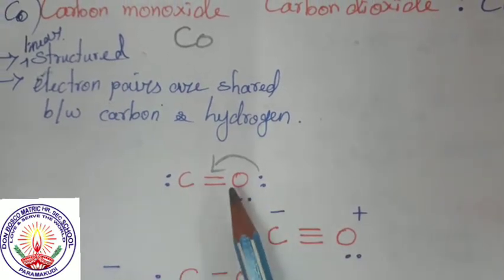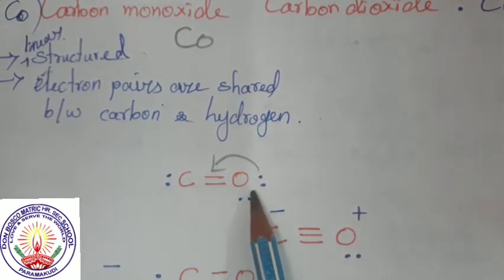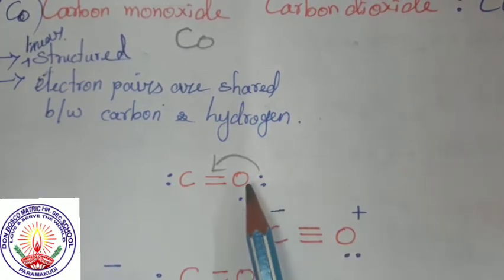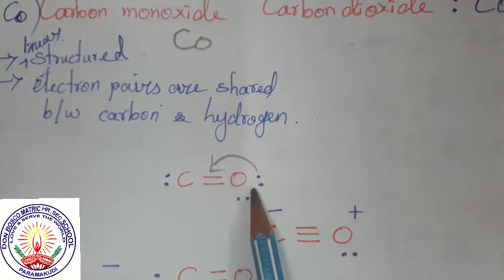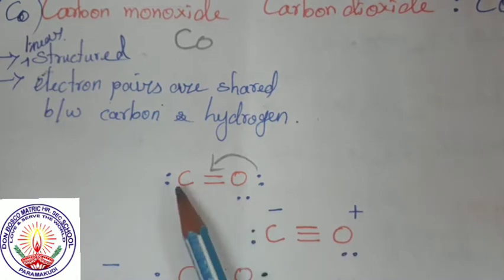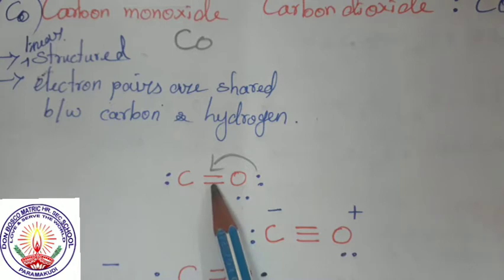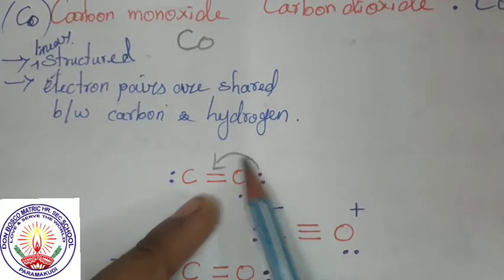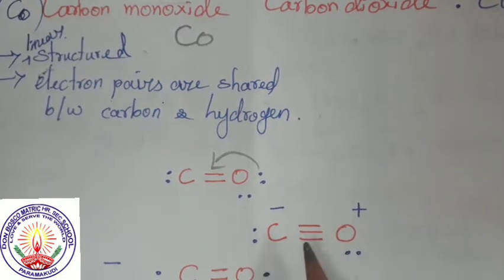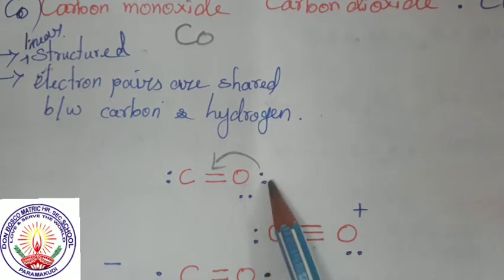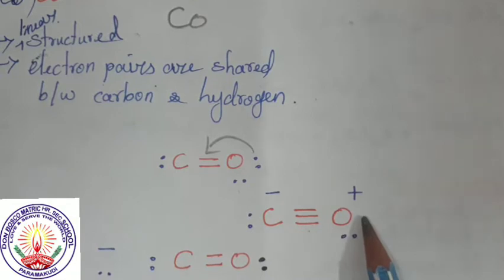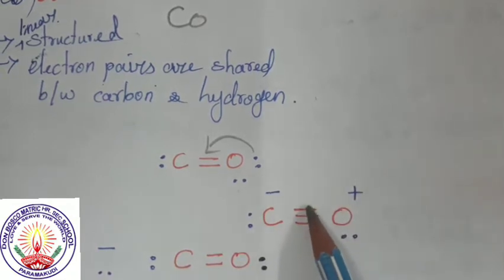This is the structure of carbon monoxide, and oxygen has 6 electrons, carbon has 4 electrons. 6, 2, 4. The remaining 2 electrons are shared between oxygen and carbon to make a bond here. So the 2 electrons are shared here. Therefore we get a triple bond. So among the 4 electrons, now we have only 2. The remaining 2 are used to bond here.